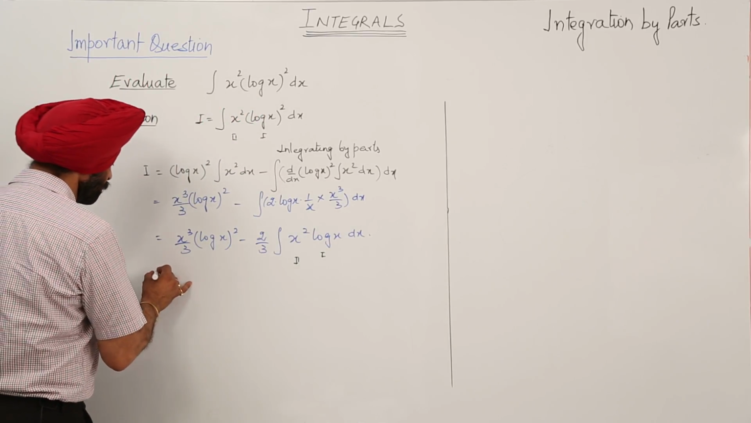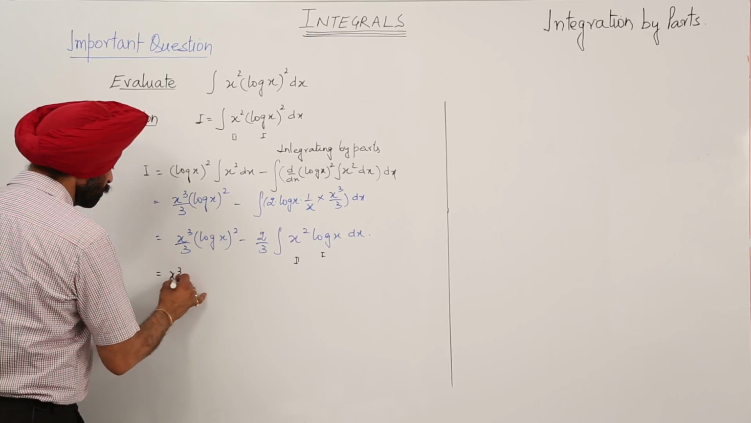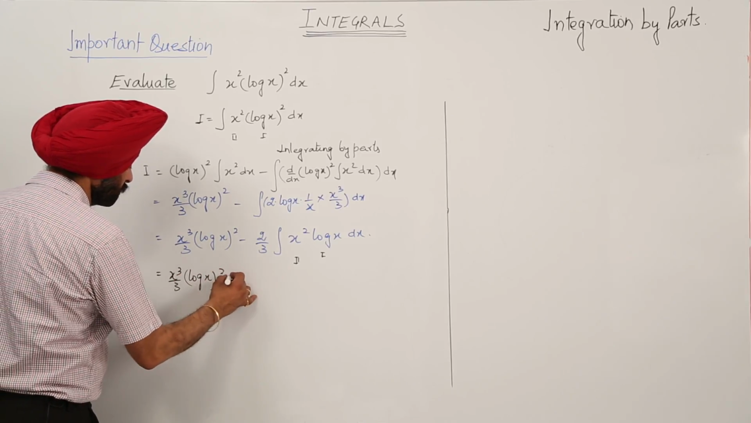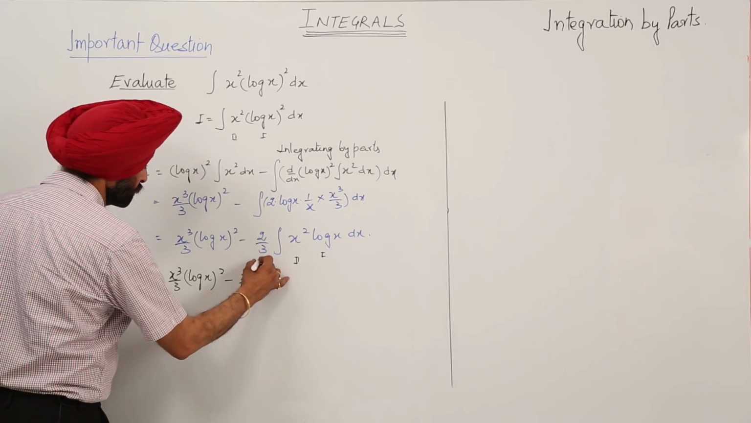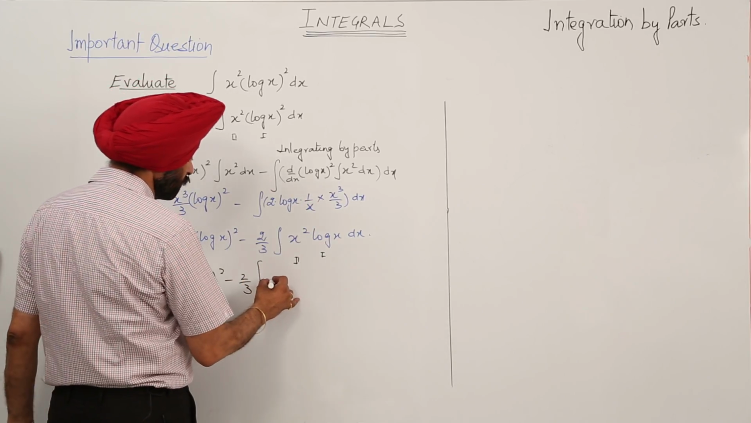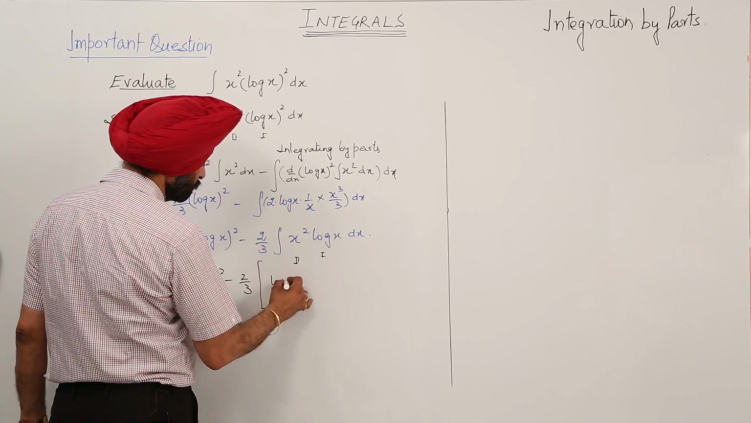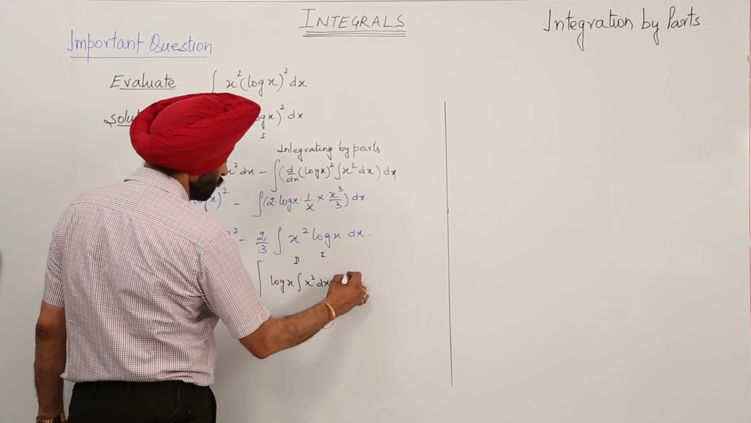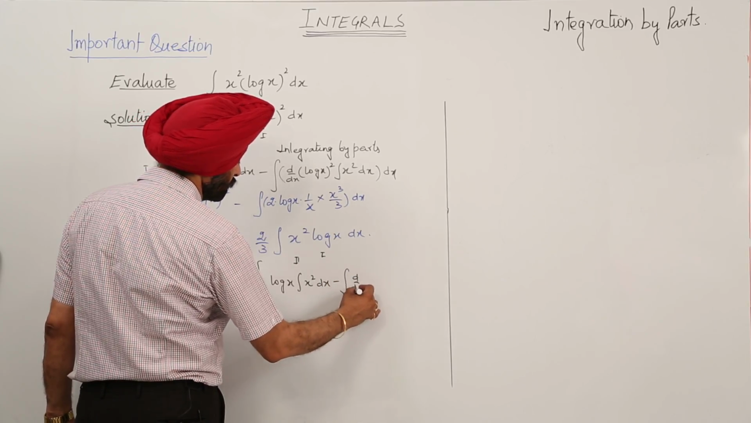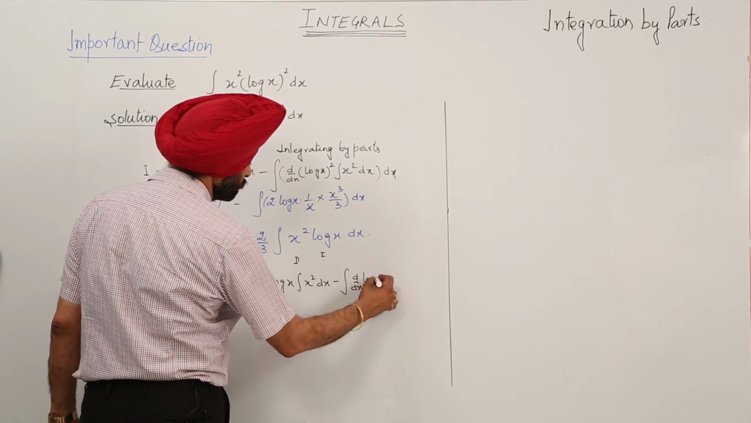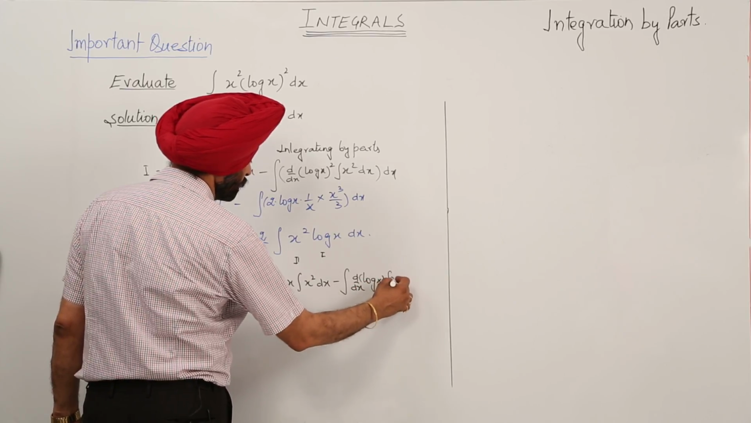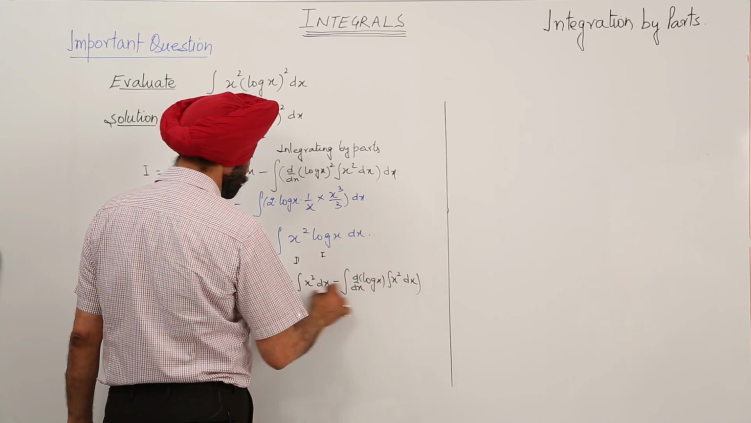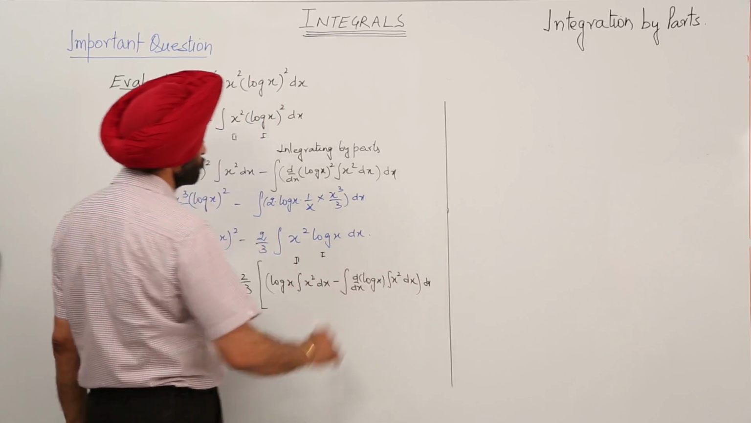Okay, so we are having now x cube upon 3 (log x) whole square minus 2 upon 3. Now log x as it is, integration of x square dx, minus integration d by dx of log x, integration of x square dx, dx.